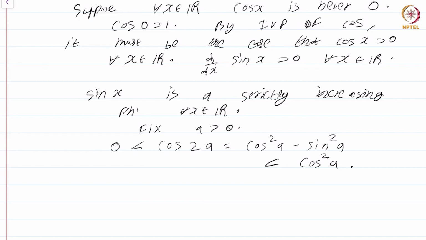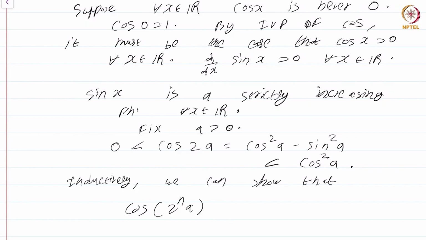Okay, now inductively we can show that cos 2 power n a is less than cos a the whole power 2 power n.